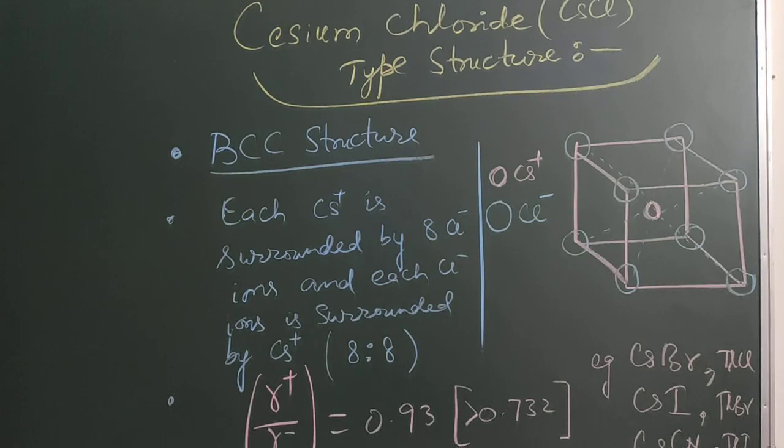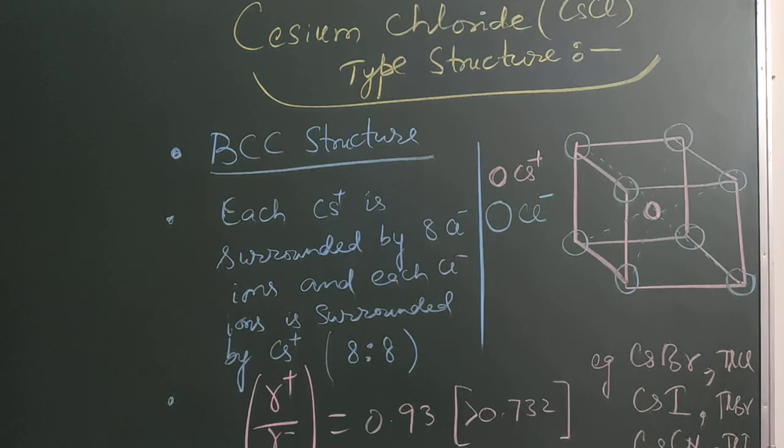Now let's discuss cesium chloride, CsCl type structure. The structure of cesium chloride is BCC, body centered cubic structure. Here cesium ion is surrounded by 8 chloride ions, and each chloride ion is surrounded by 8 cesium ions. So the coordination number is 8:8. In cesium chloride structure the coordination number is 8:8, and the radius ratio comes out to be 0.93 for cesium chloride, which is greater than 0.732.